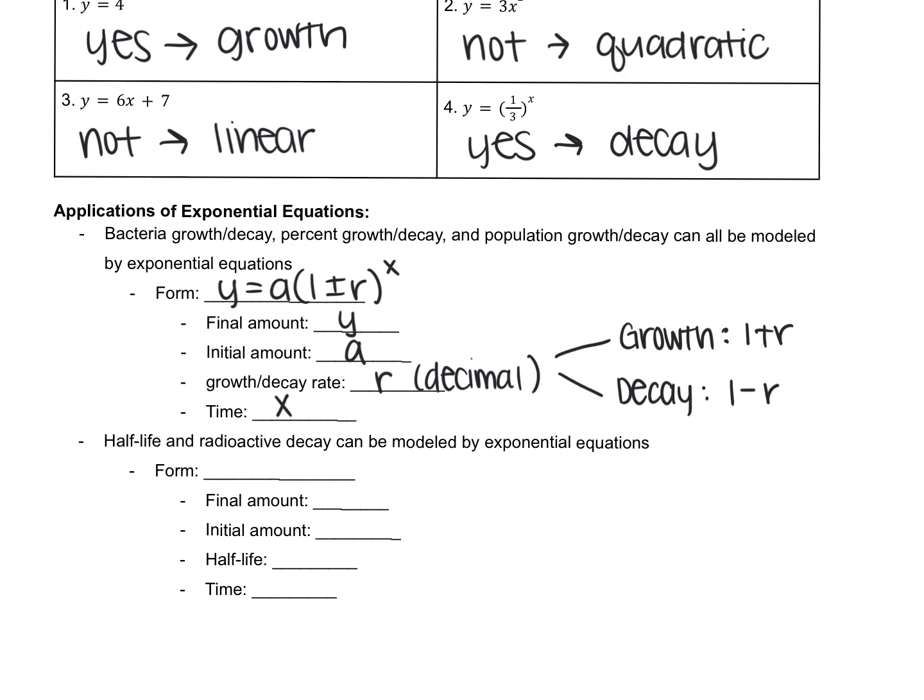Another very common occurrence is in science. Anytime you have half-life or radioactive decay, those are modeled using an exponential equation. That equation is A equals A naught times 1/2 to the t over h. In this case, our final amount is represented by A. Our initial amount is A naught, so it's just saying what you started with. Our half-life is h, and our time is t.